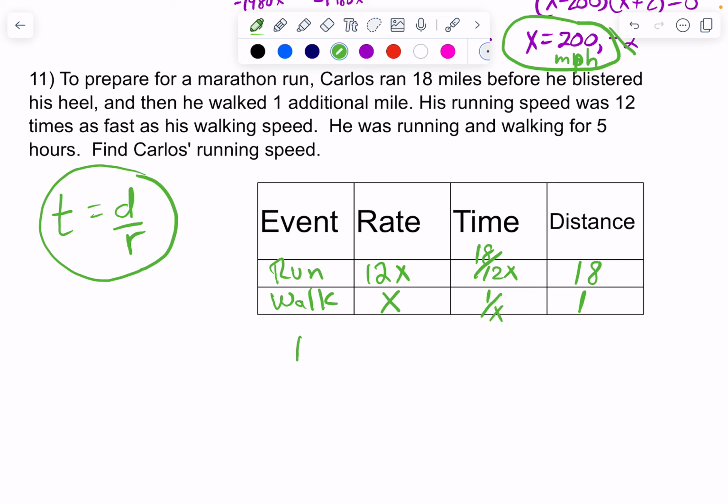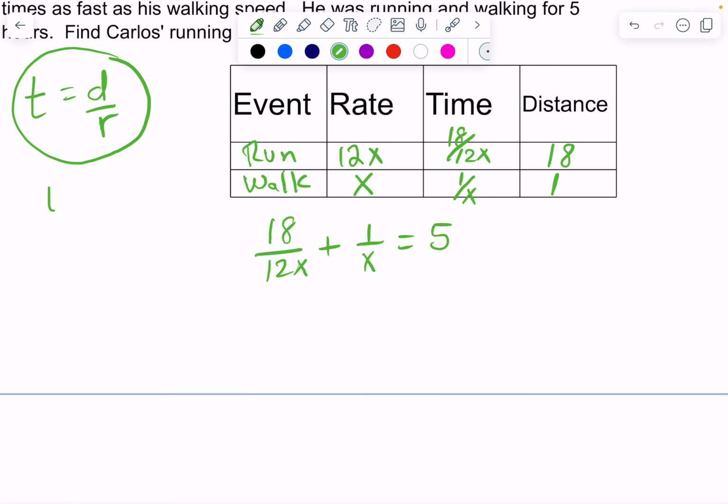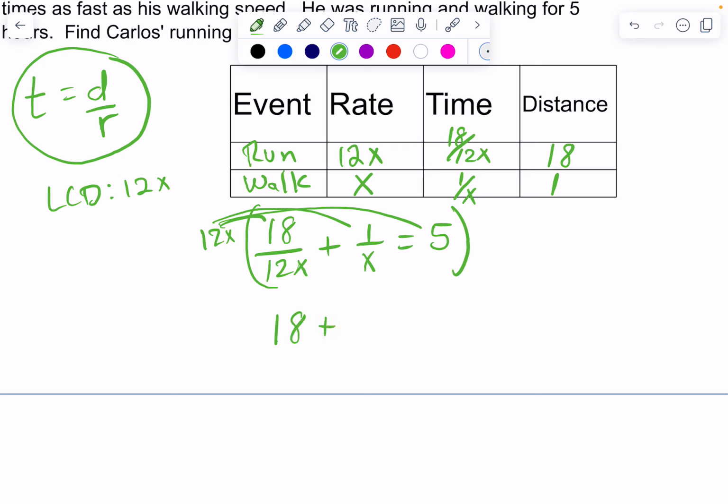So the amount of time that he ran, which is 18 over 12x, plus the amount of time that he walked, which is 1 over x, equals a total of 5 hours. Let's go ahead and solve. My LCD here in this case is 12x, which I am literally going to multiply to every single numerator. So 12x times 18 over 12x is 18, plus 12x times 1 over x is 12, and 12x times 5 is 60x. 18 plus 12 is 30, equals 60x. Divide by 60, so x equals 1/2.